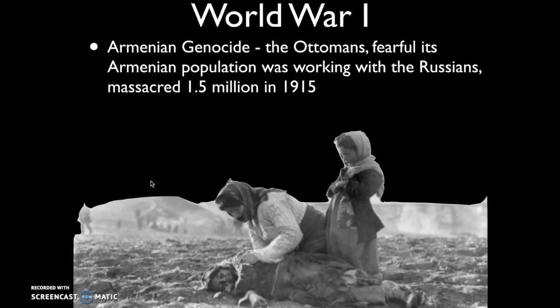An important event that occurred in the middle of World War I was the Armenian Genocide. This is something that very few Americans actually know, frankly, much about. So the Armenian Genocide took place in the Ottoman Empire. The Ottomans were ultimately fearful of a minority population called Armenians who were predominantly Christian. They were fearful that they were working with Russians.